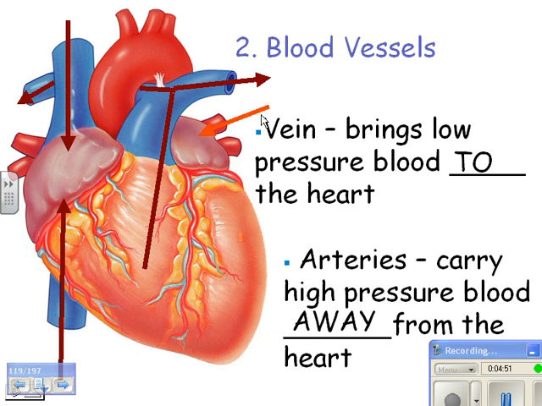What would this one be? So this one's bringing blood to the heart. And so it's going to the heart. It's a vein. And this one is sending blood away from the heart. So away, that's an artery.